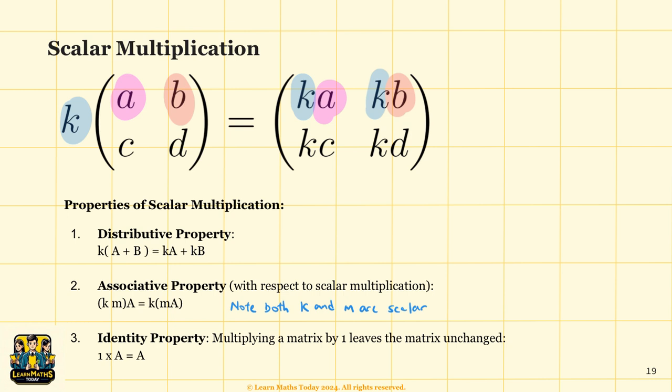Finally, we have the identity property, which is very simple. If you multiply any matrix by the scalar 1, the matrix is left unchanged. In other words, 1 multiplied by a matrix is just the matrix itself. You can represent this property as 1 multiplied by matrix A equals matrix A.